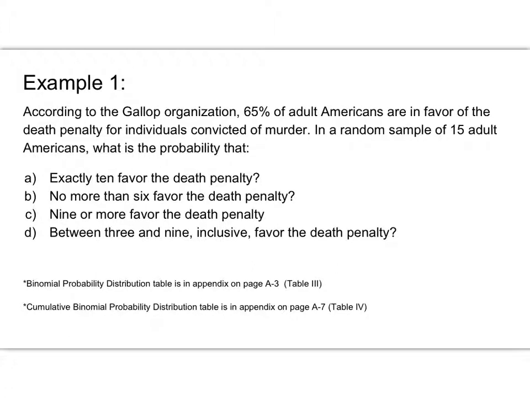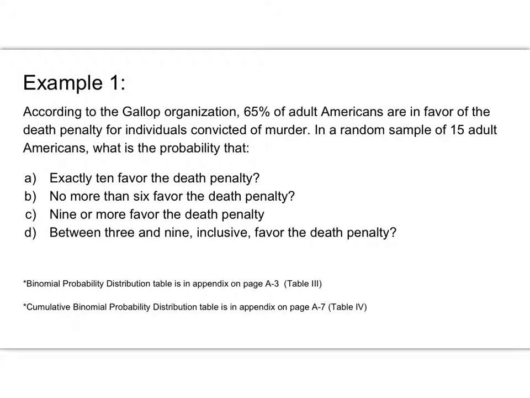So what we're going to use is a table from your book. You have a table of binomial probabilities. It is in the appendix at the back of your book on page A3. So we're going to use a table.